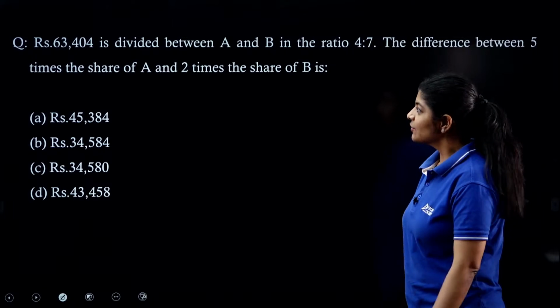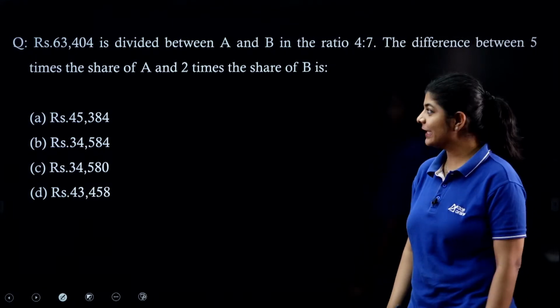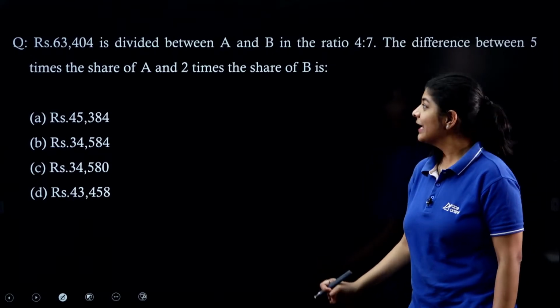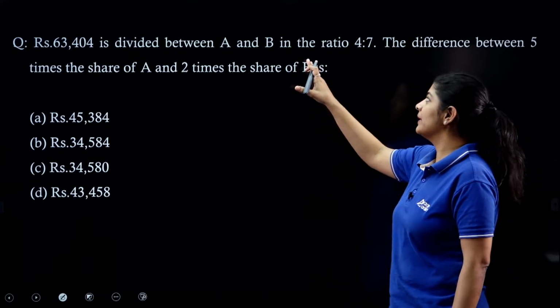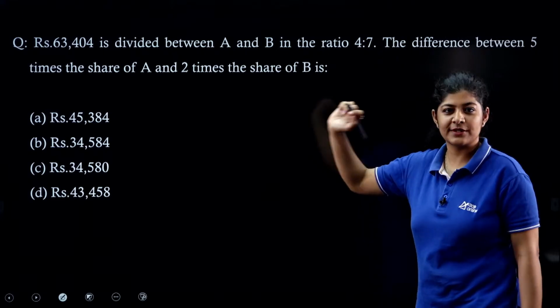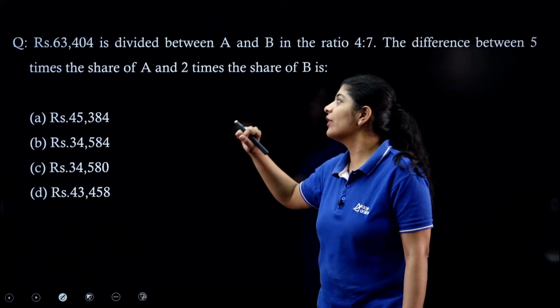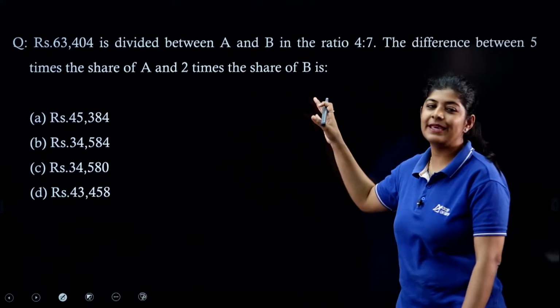The question says that rupees 63,404 is divided between A and B in the ratio 4:7. The difference between 5 times the share of A and 2 times the share of B is.